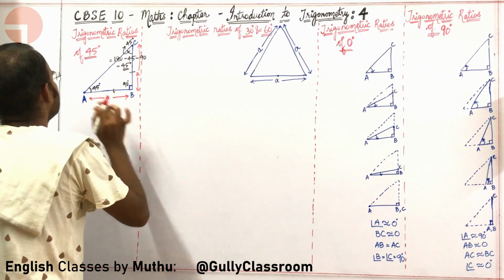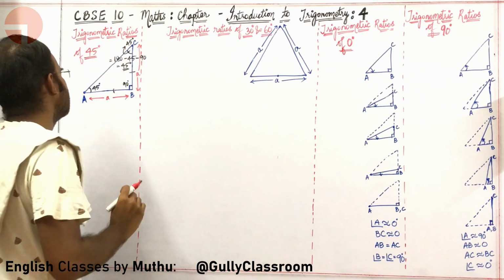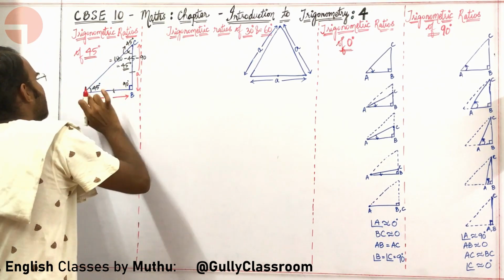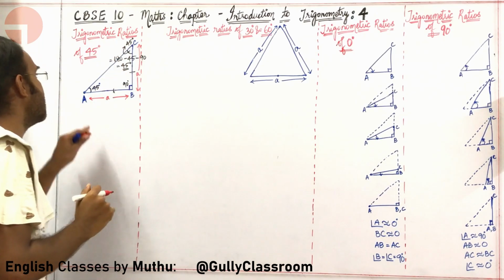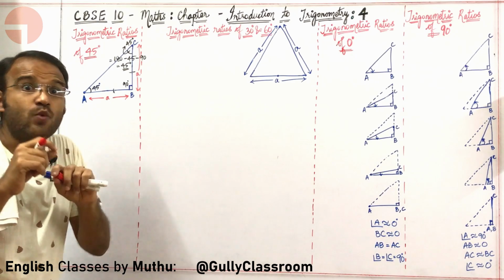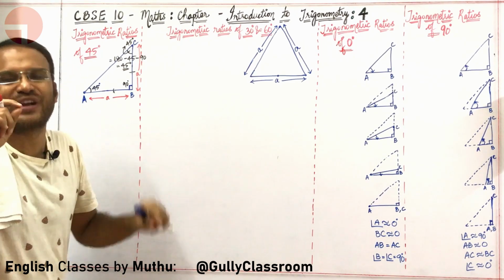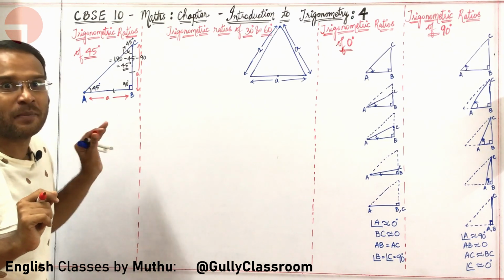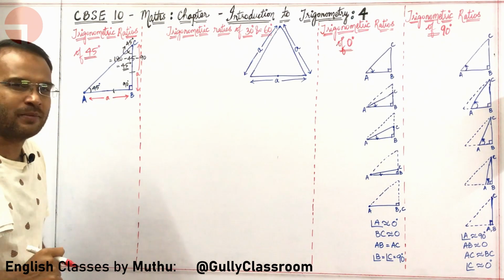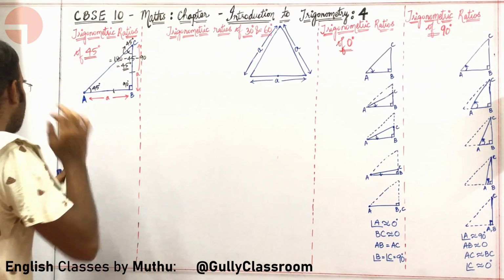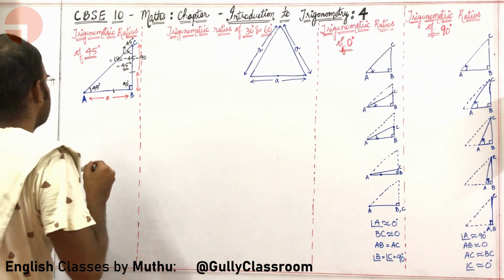Now, I want to find the length of AC. Why do you want to find the length of AC? Because only by finding the length of AC, I will know all the three sides of the right angle triangle, sir. And only by knowing the three sides of a right angle triangle, I will be able to find the trigonometric ratios, all the trigonometric ratios. Okay, let us find this hypotenuse. How are we supposed to find this hypotenuse?